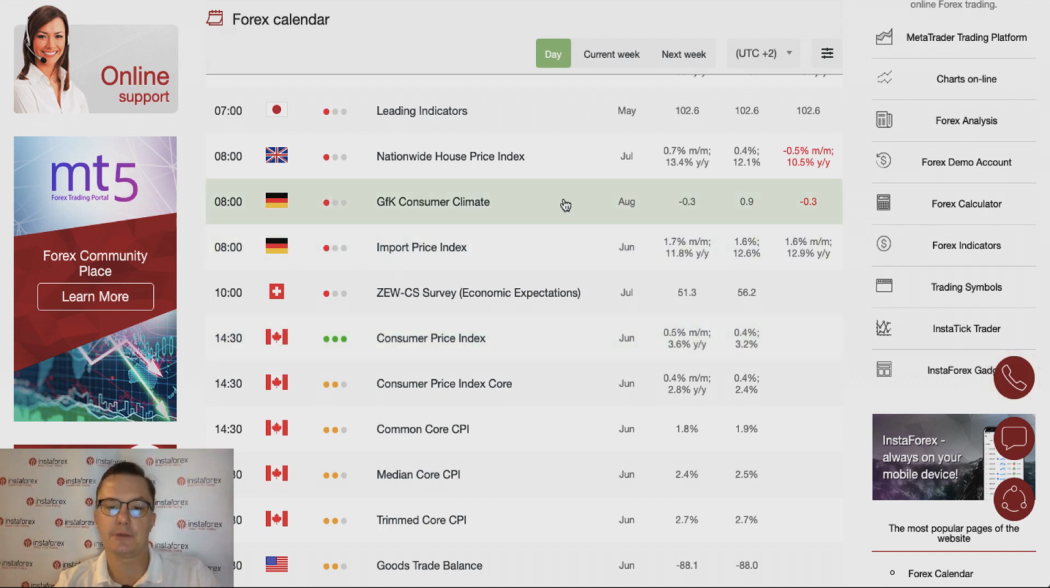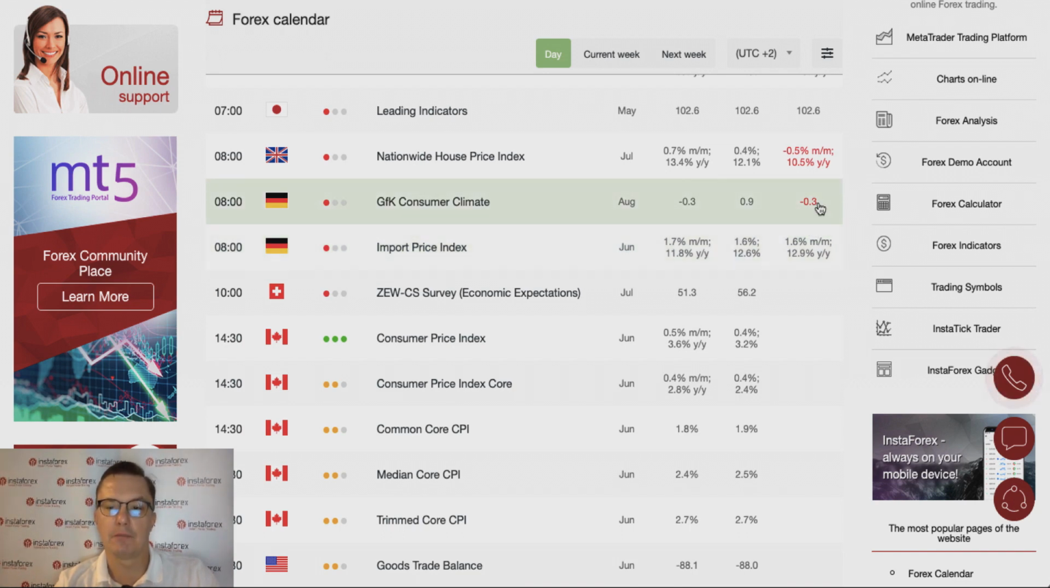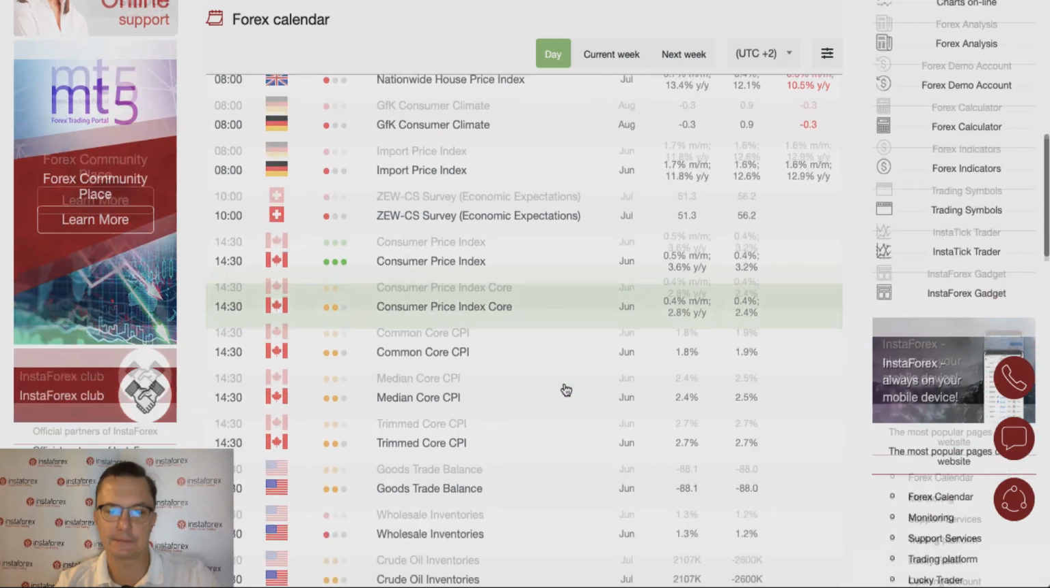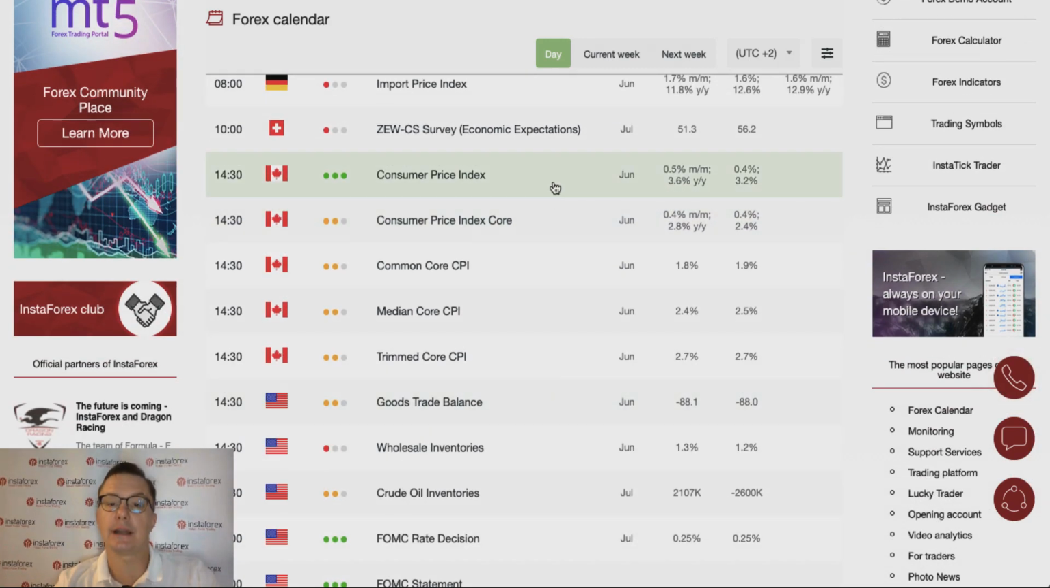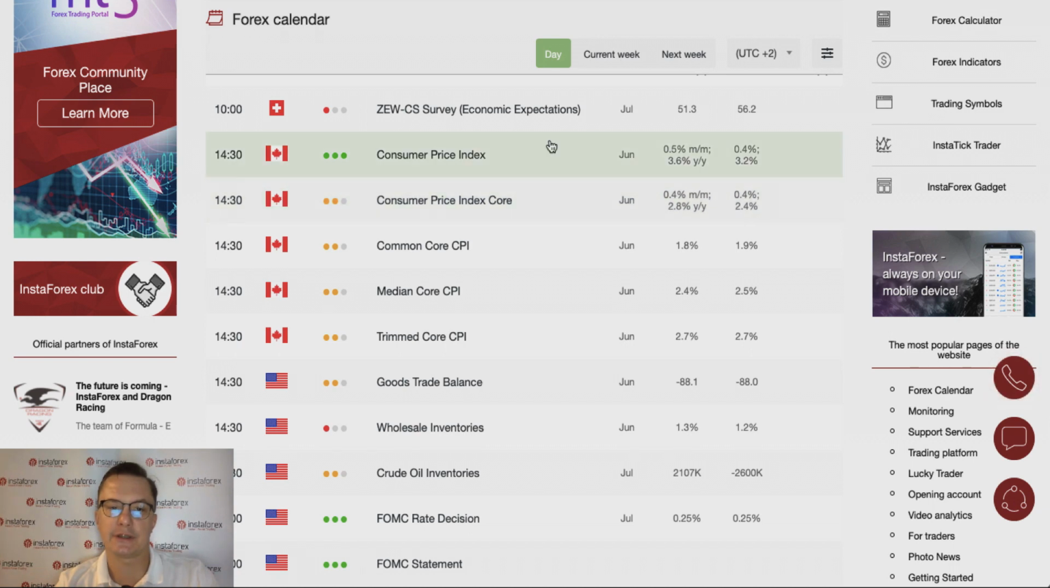During the London session, we have a GfK consumer climate and input price index data from Germany. Those that had been released already, both of them are worse than expected. GfK minus 0.3. Input price index is worse than last month, reading of 1.7%. During the New York session, we have important data scheduled for release as well.